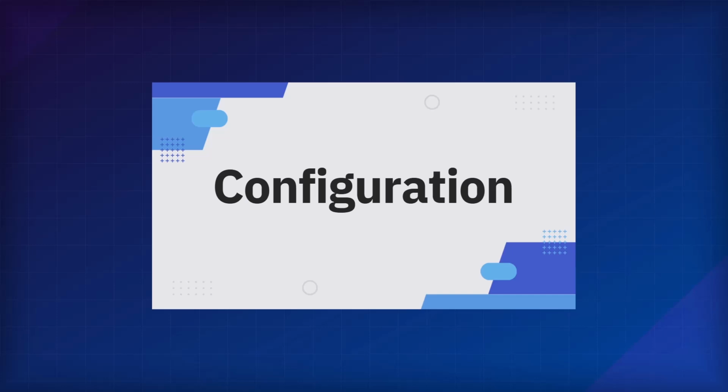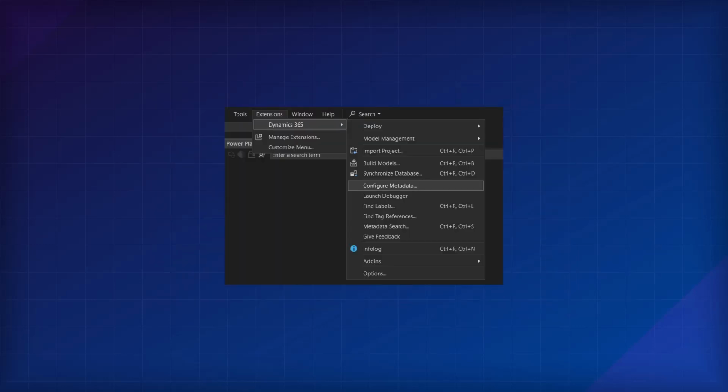In the next section, I'll show you how to create a model and a project and how to access the database. The first thing we need to do here is configure the metadata location. This is where we define a folder on our disk to store all our customizations like packages and models.